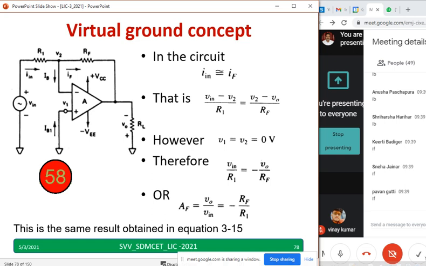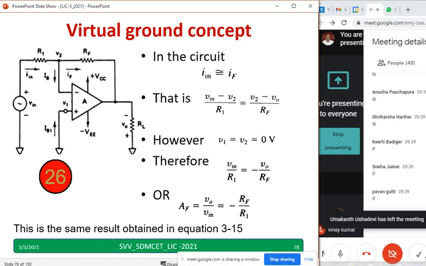Take 20 seconds and observe this carefully, or you can even copy down, 2 lines hardly. V1 and V2 equal to 0, and IN equal to IF, with IN equal to the equation I have written and IF equal to the equation I have written. Simply I have filled in V1 and V2 equal to 0, simplified, and got AF equal to minus RF by R1. Let us go to the next.